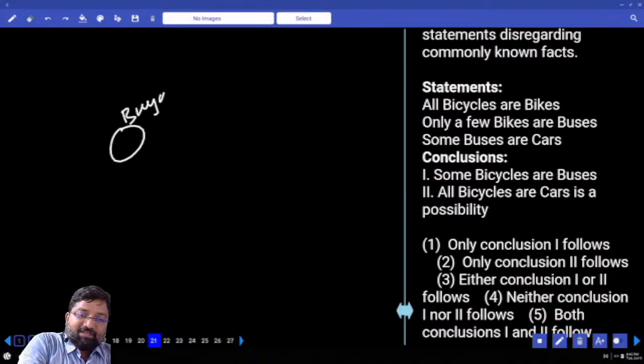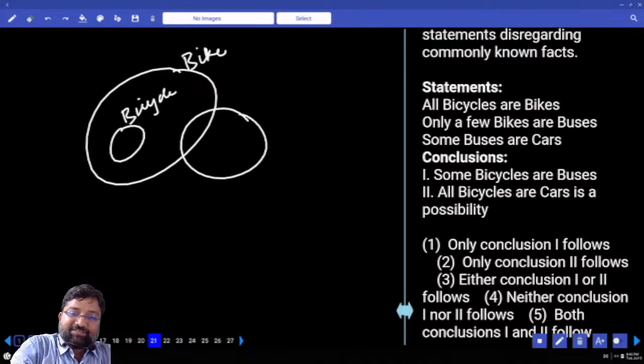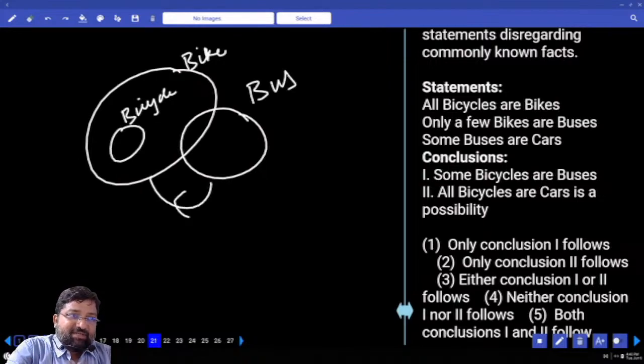All bicycles are bikes. Only a few bikes are buses. Arrow mark from bus to bike. At this point, I waited for 30 seconds and I was asking you one point.